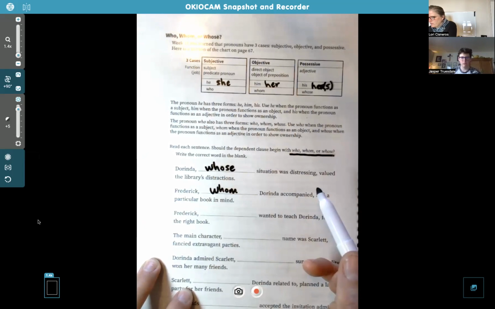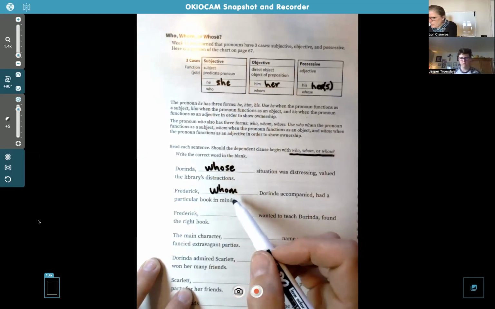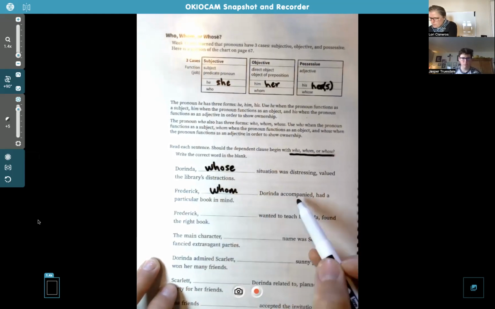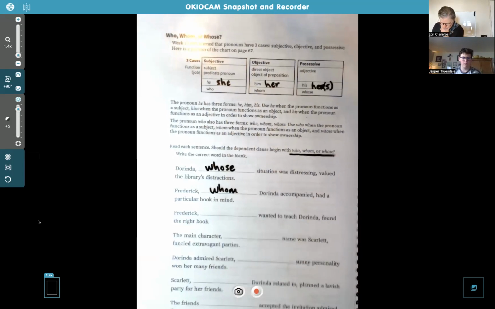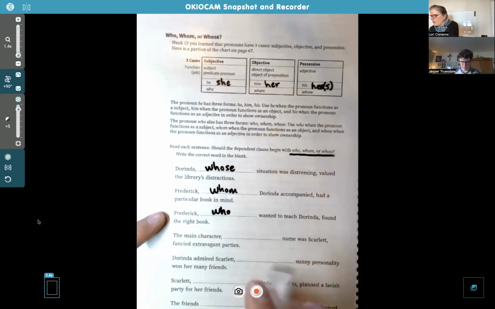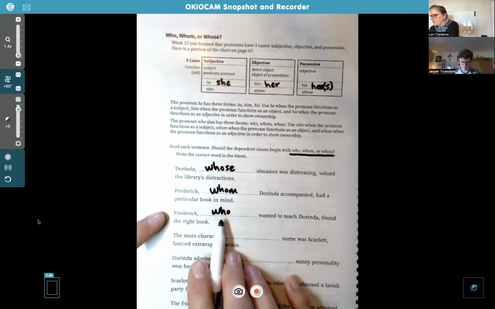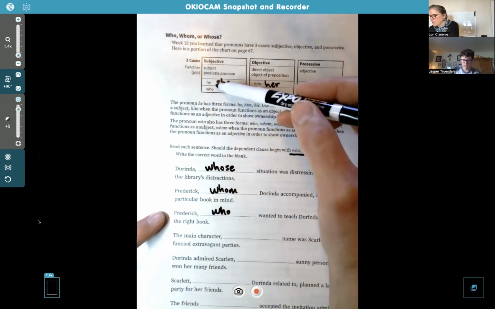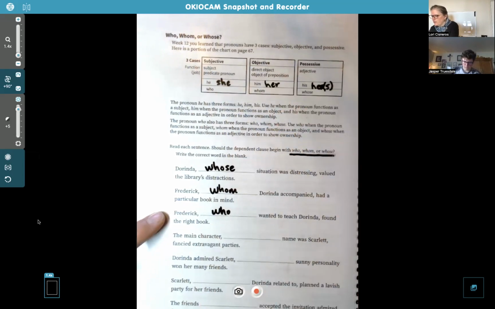That's how you would justify that, because now it is an object of the sentence. Dorinda accompanied him. Okay, try the next one. "Frederick blank wanted to teach Dorinda found the right book." And I put who. Yeah, who. Good. So that would be more of the subject because you can replace it with he in this chart here, because that's where the who is. See that? He wanted to teach Dorinda.